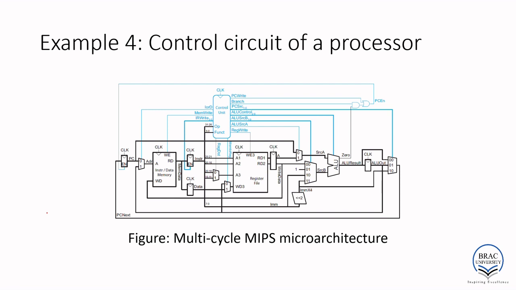Another very prominent example of an FSM application is the building of the control circuits of a processor. On this slide we can see a multi-cycle MIPS microarchitecture. You don't have to memorize the details of this circuit and this processor. We are just demonstrating where the FSM could be used.